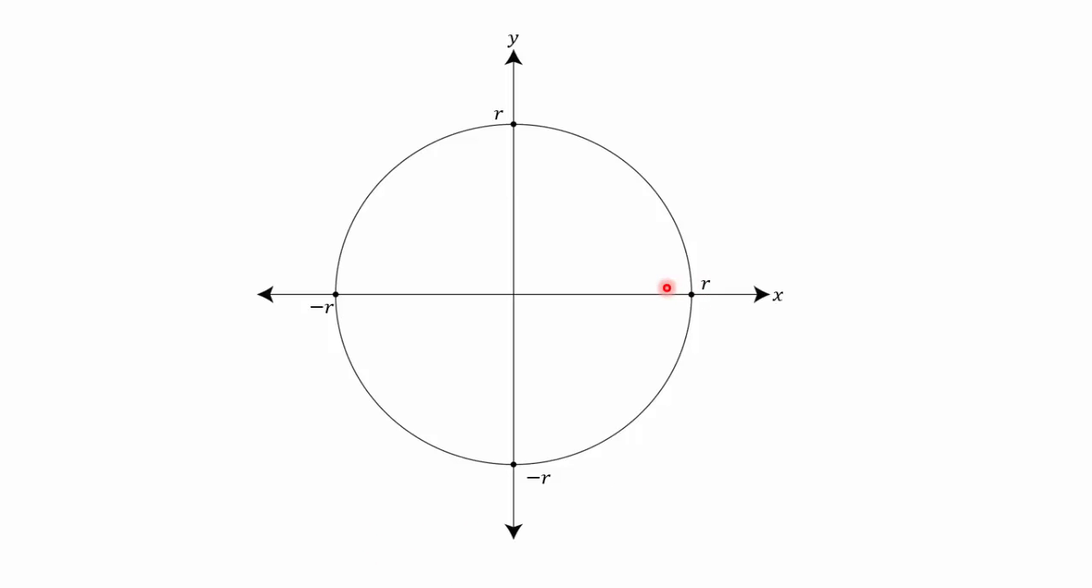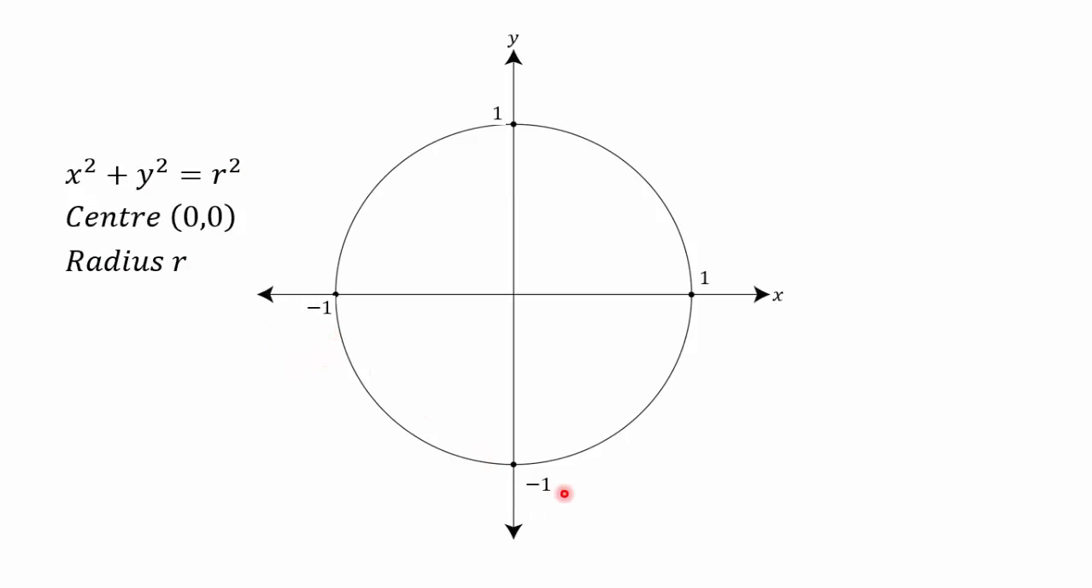If I have a circle with center 0, 0 and radius r, my equation is x squared plus y squared equals r squared. Center 0, 0, radius r.